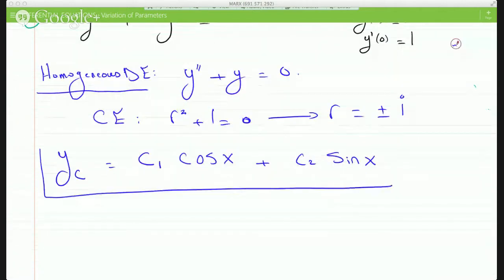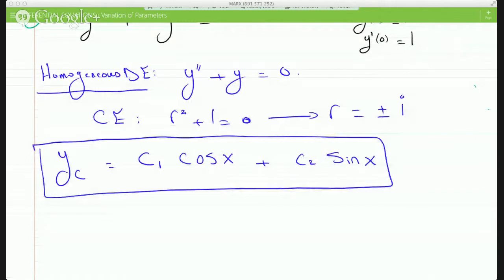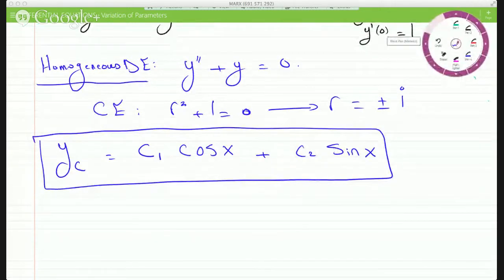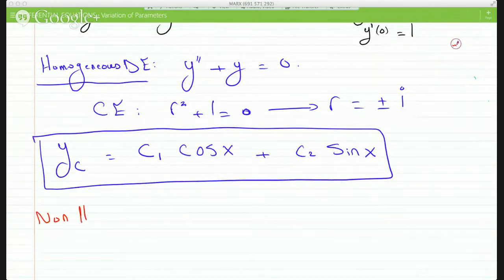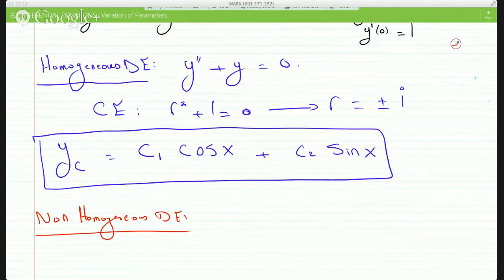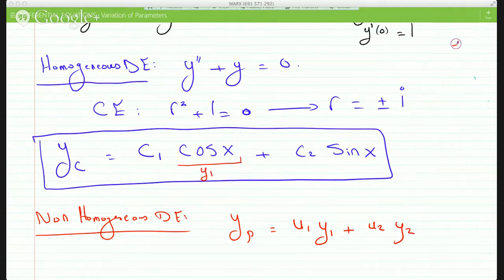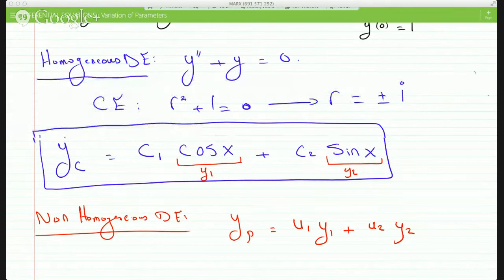Okay. And now we go to the non-homogeneous, yeah? Okay. So that's when we're going to encode. We're going to say y particular is u1 y1 plus u2 y2. This here is y1 and this here is y2. And for that we need the Wronskian, yeah?